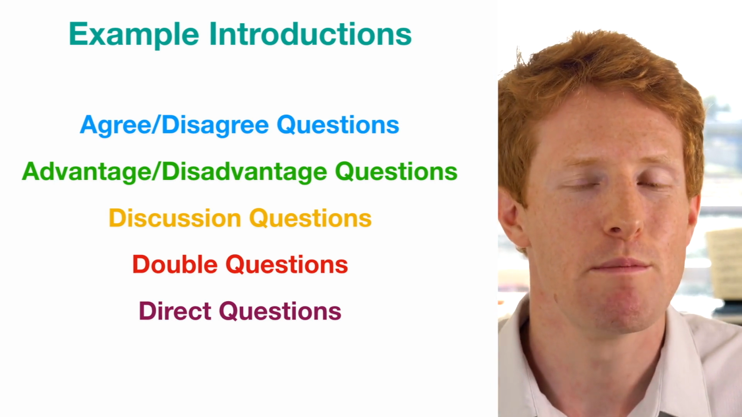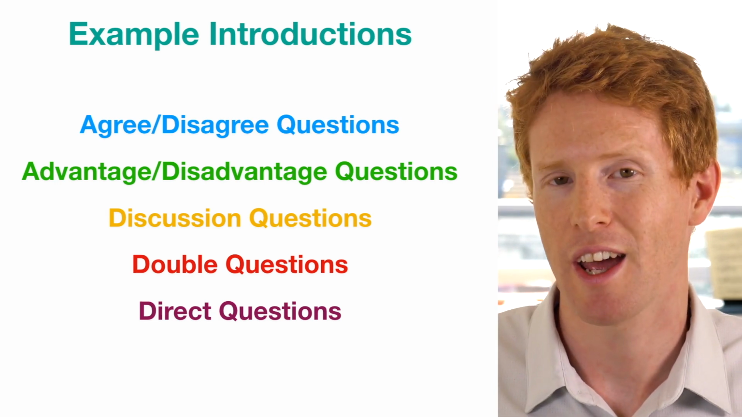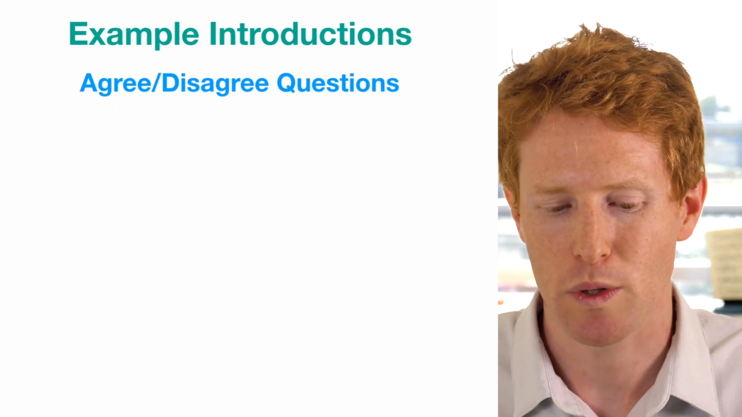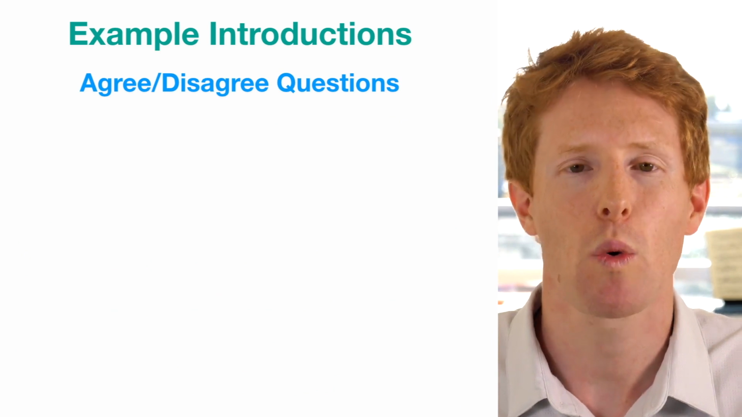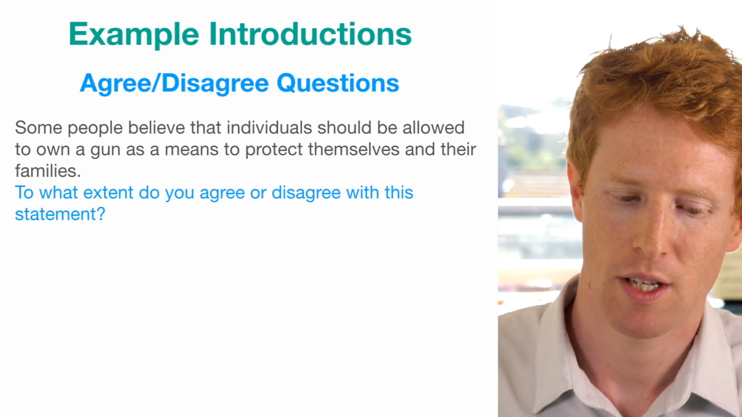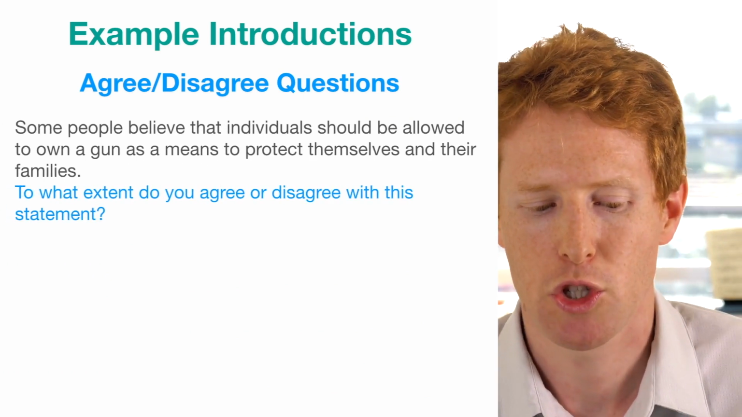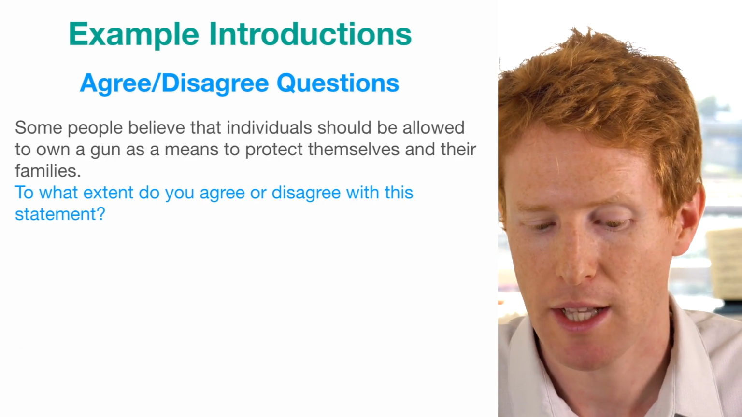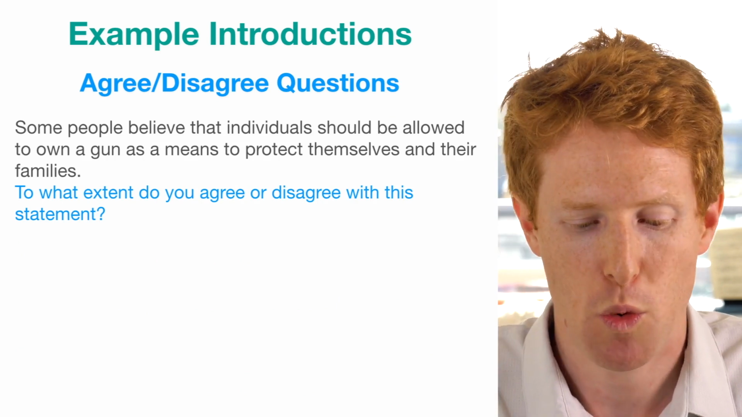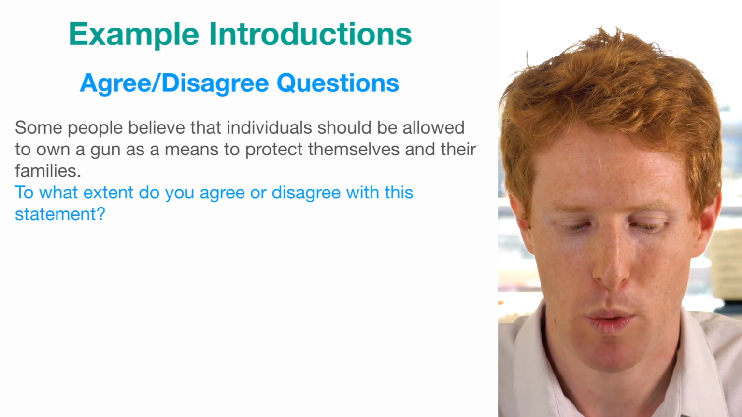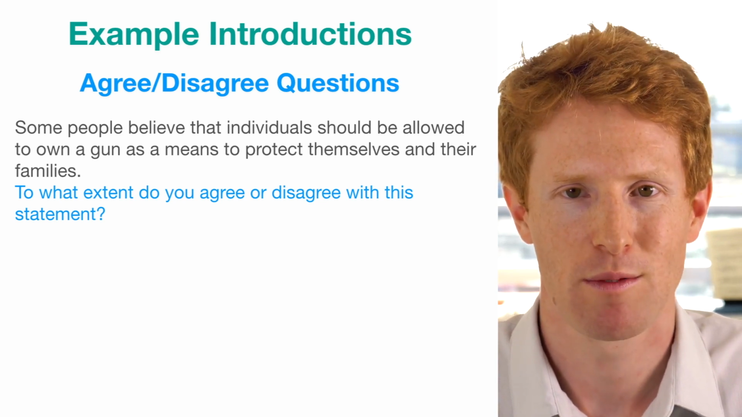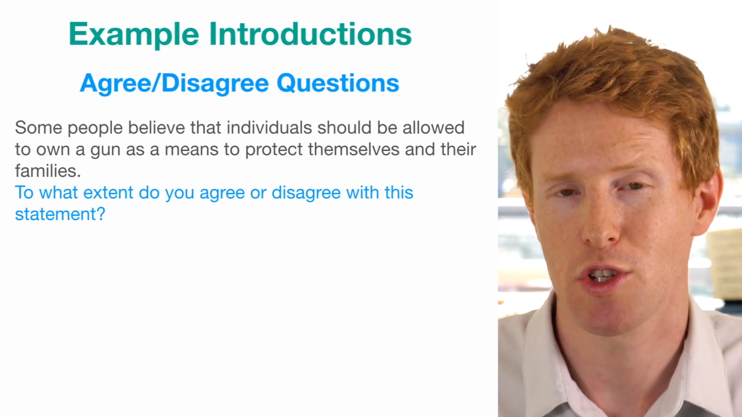Now you'll know that the most common question type that you get in IELTS essays are the agree, disagree questions. A question a bit like this. Some people believe that individuals should be allowed to own a gun as a means to protect themselves and their families. To what extent do you agree or disagree with this statement? Okay, now the first thing we do is introduce the topic.